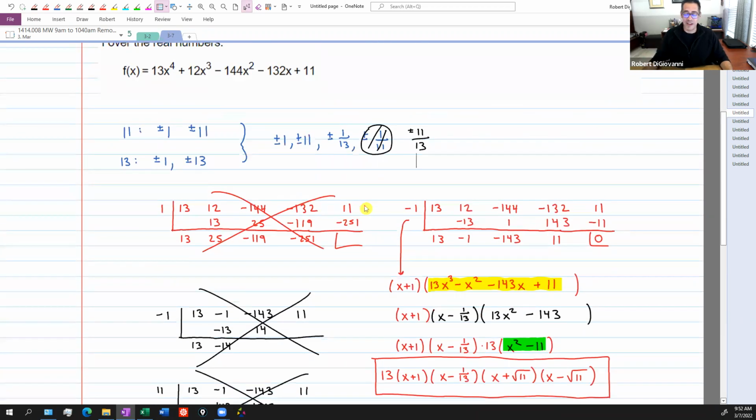Now, fortunately, we didn't need it, right? Fortunately, we were able to get it with the 1/13, so it didn't come back to haunt us. But the next one would have been the 11/13.